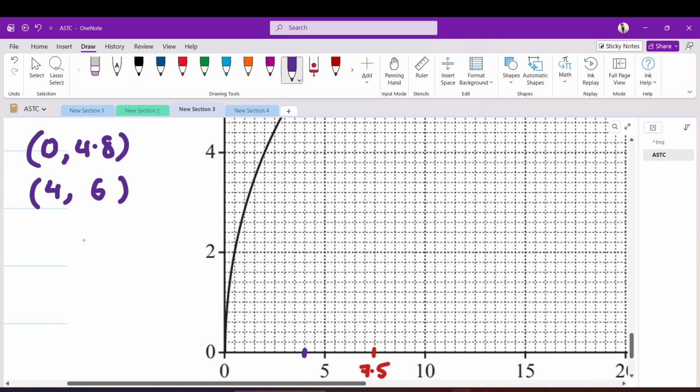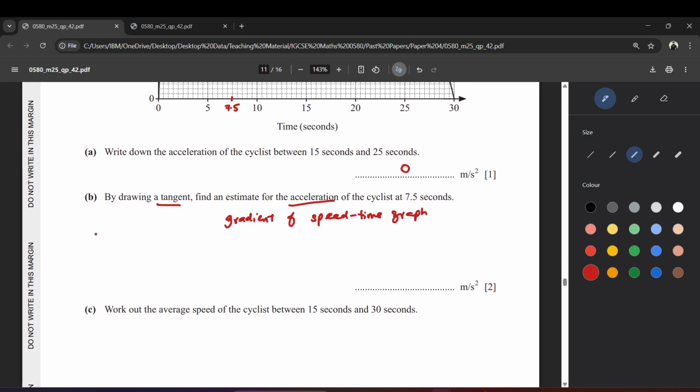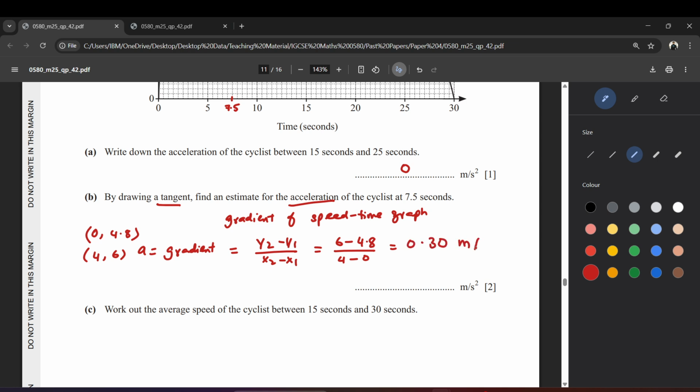All right, so now these are my coordinates. So let's write them down. We have 0, 4.8, then we have 4 comma 6. Now the gradient, or you can say that acceleration, is equal to gradient, which is y2 minus y1 over x2 minus x1. So we can say 6 minus 4.8 divided by 4 minus 0. So that will be 0.3 meters per second squared.